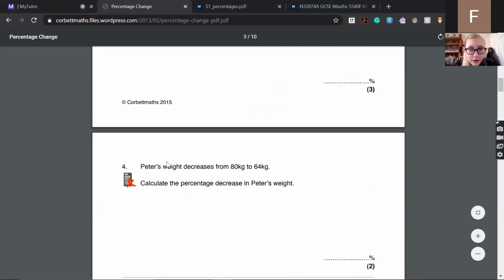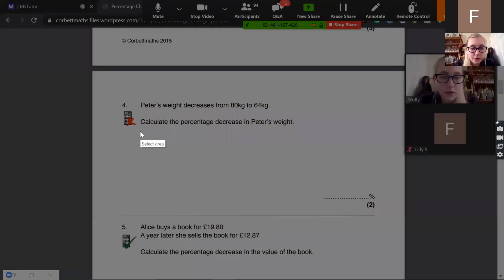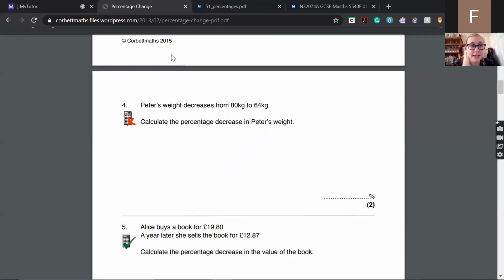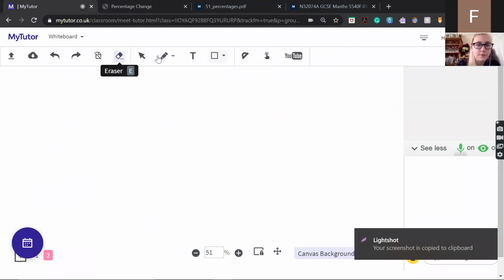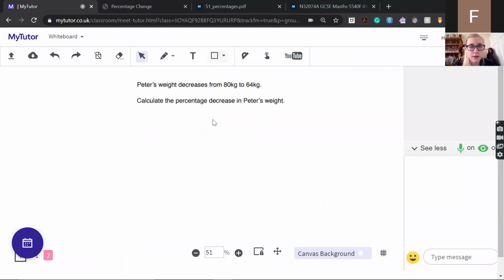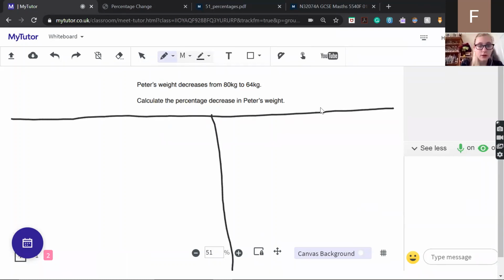Okay, let's have a look at one like this quickly, where we have a percentage decrease. So here we have Peter's weight decreases from 80 kilograms to 64 kilograms. Calculate the percentage decrease in Peter's weight. So again, I'll do both methods. I'll do method A first this time. So this time it's ever so slightly different.